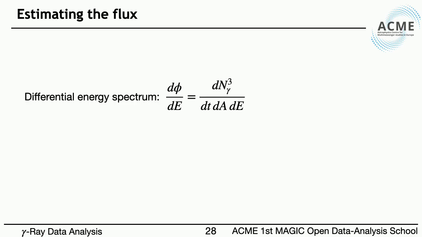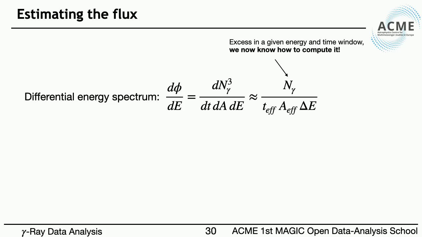The key quantity here is the differential energy spectrum, written as dΦ over dE, and is given by this expression, that is the number of photons per unit time t, per unit area A, and per unit energy E. In practice, we approximate the differential spectrum as follows, where N_gamma, as I said before, is the number of excess events in the energy bin, whose estimation has been the topic of the first part of this lesson. Delta E is the width of the energy bin. In this case, we are assuming that our energy range goes from E1 to E2.